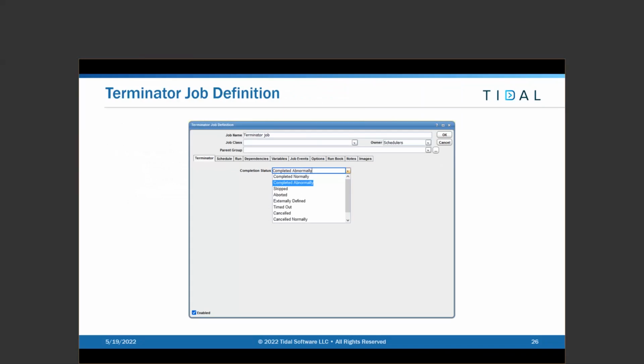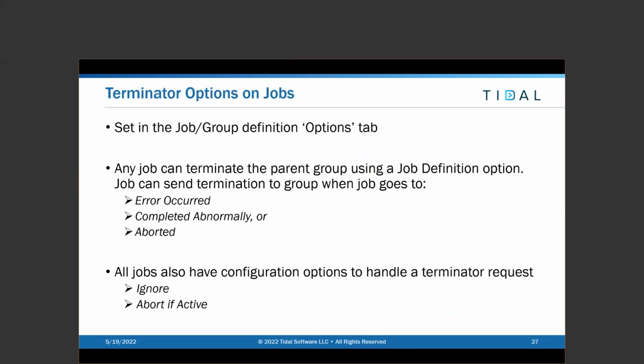What status do we want to put the group in? As you can see here, we've got multiple statuses that we could set the group to once the terminator job has run. You can complete it abnormally, you can complete it normally. So the dependency is going to be key where you set that up, and once that's met, the terminator job kicks in and can then terminate the group.